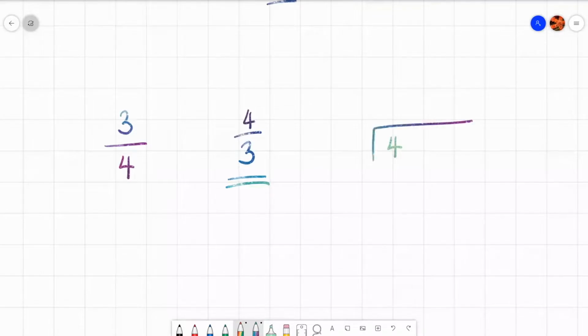4 divided by 3. Okay, how many 3s go into 4? Well, it's 1. Put a decimal point. Put a few zeros there.